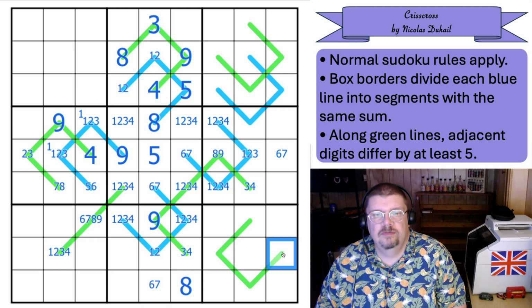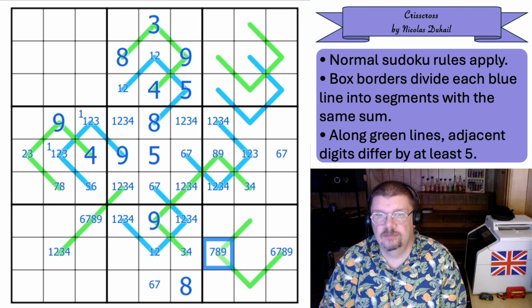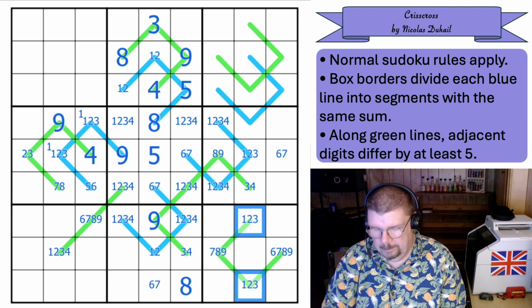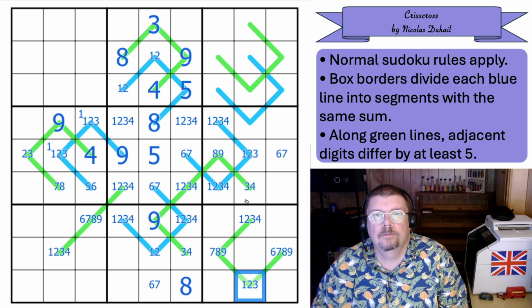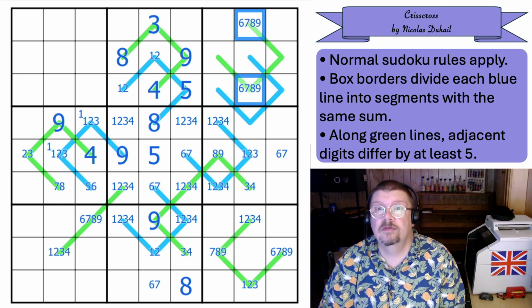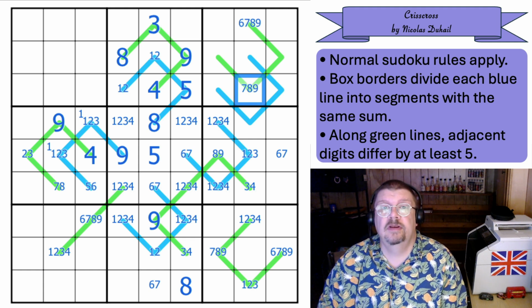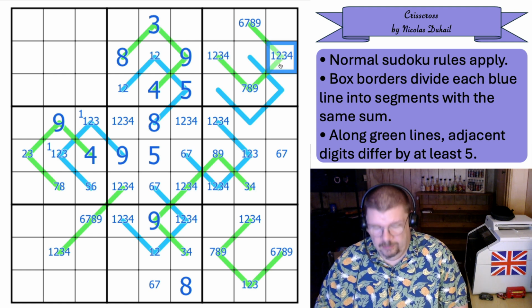Okay, these two digits must be the same high or low, but they can't be low, so they are high. This one can't be 6. That makes these low, and this one can't be a 4. That's all my low digits for the column. So these are the highs. That's not 6. These are 1, 2, 3, and 4. And this one is not a 4.